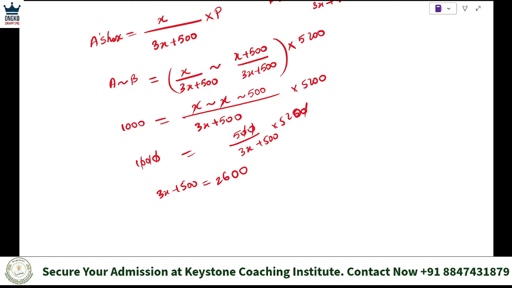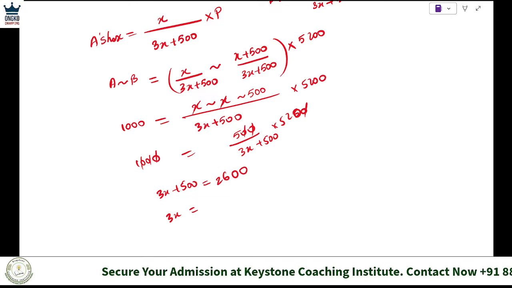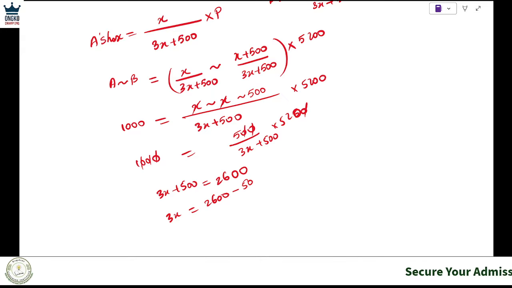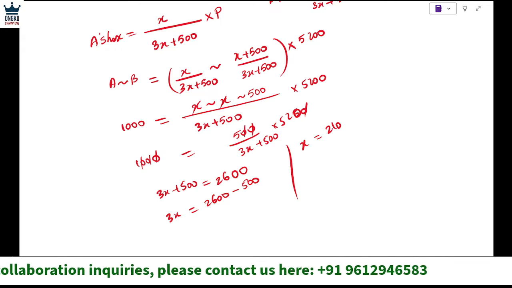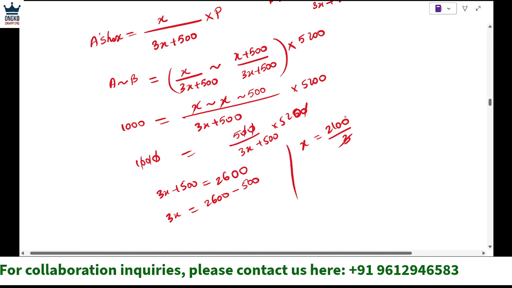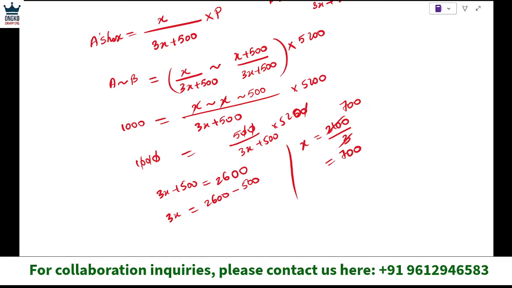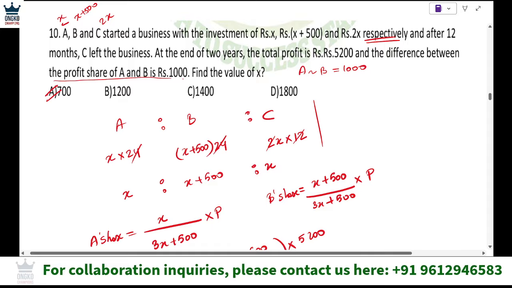Yes, now let's try to solve this one. 3x is equal to 2600 minus 500. So now x is equal to 2600 minus 500, which gives us 2100 divided by 3. 3 how much times? 700 times. That means the answer is what? 700. I think we have it in the options. Yes, A is the answer.